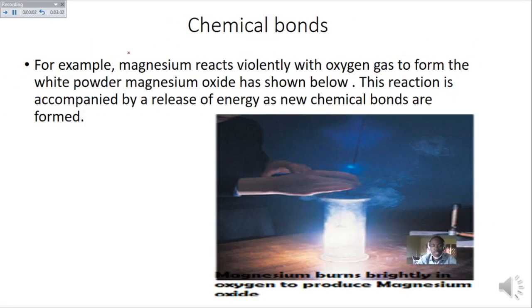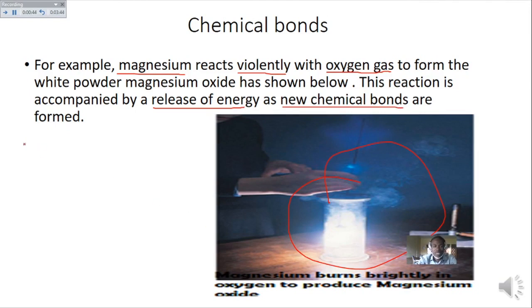Now, good. I'm showing what you are seeing here. The man is trying to react magnesium together with what? Oxygen gas. And we need to know the reaction is violent. That's why you are seeing a white powder, magnesium oxide, and a flame trying to come out from the glass jar. In this case, two things are important. The first one is there is a release of energy. The second one is that new chemical bonds are formed.